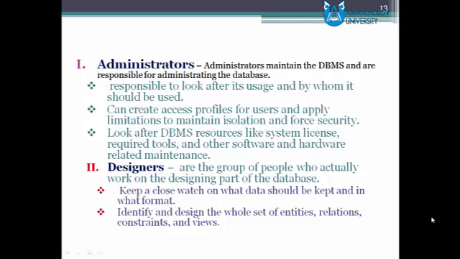Designers are the group of people who actually work on the designing part of the database, keep a close watch on what data should be kept and in what format, identify and design the whole set of entities, relations, constraints, and views.